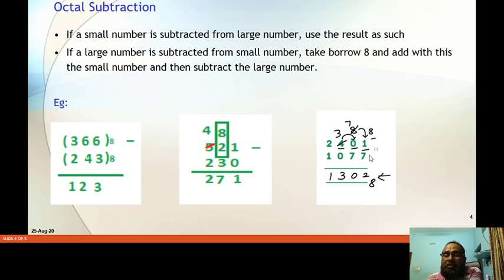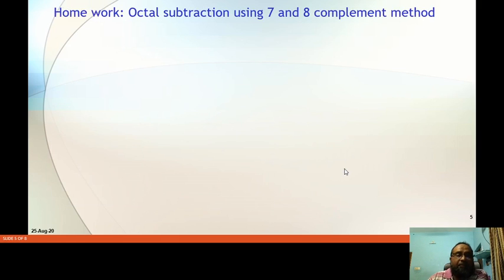So 8 plus 1, you have to add these two. 8 plus 1 is 9. 9 minus 7, 2. Then this 7 you have to add with 0. 7 plus 0 is 7. 7 minus 7 is 0. 3 is there, 3 minus 0, 3. 2 minus 1 is 1. So that is how you can see the octal subtraction.